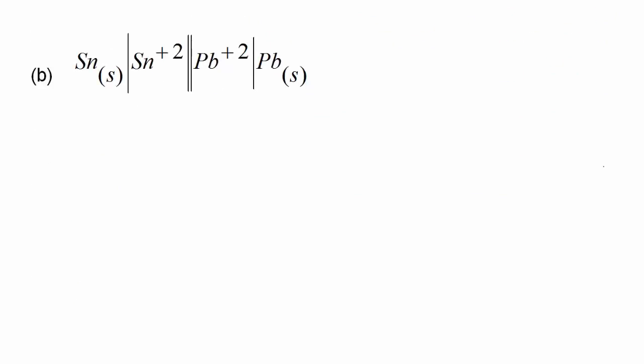One more. Do the same thing for this one now. Break it into its half reactions. Add up the half reactions so the electrons cancel. Look up their standard cell potentials. Add those up, and you get the overall E cell.